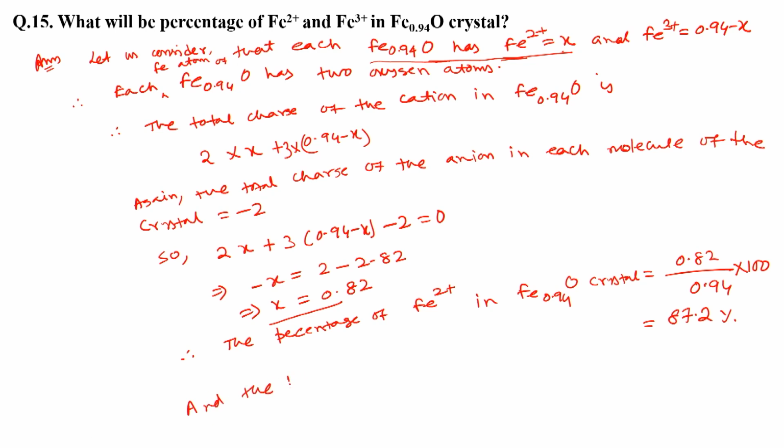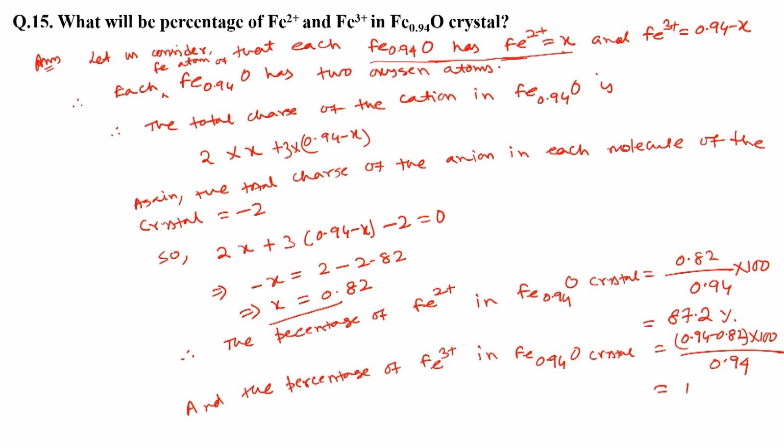Fe3+ ion in Fe0.94O crystal is (0.94 minus 0.82) times 100 by 0.94. So if we calculate this one, we get 12.8%.